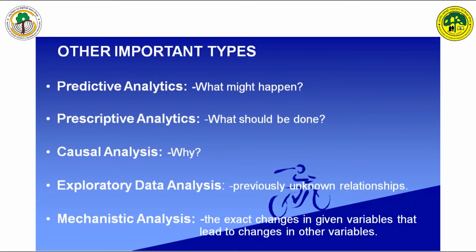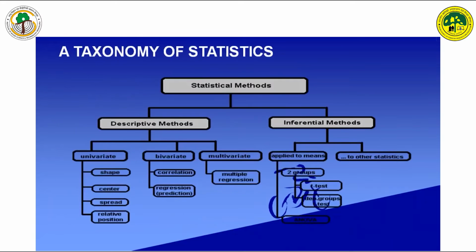And mechanistic analysis looks at the exact changes in a given variable that lead to changes in another variable. I hope you understand: if rain occurs, or drought occurs, then your flora and fauna will change automatically, and the respective variable will change. So these are some important types of analytics that play a vital role in this.